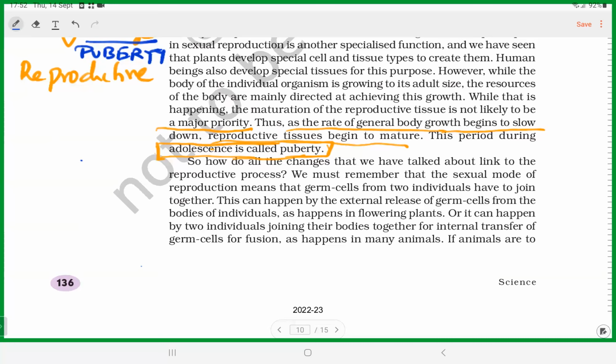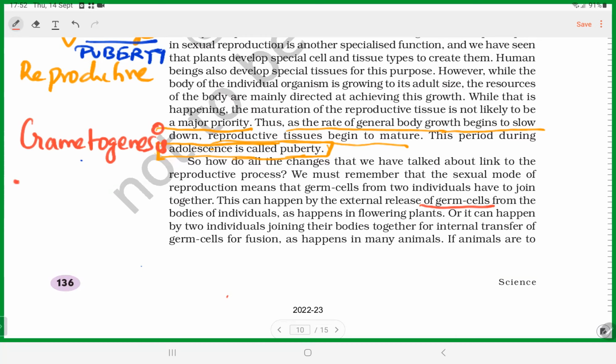So now, pre-fertilization events, apart from the changes after puberty. After puberty, what are the processes that will occur? Gametogenesis. In humans, gametogenesis should occur after puberty. The gamete cell, germ cell formation, is gametogenesis.